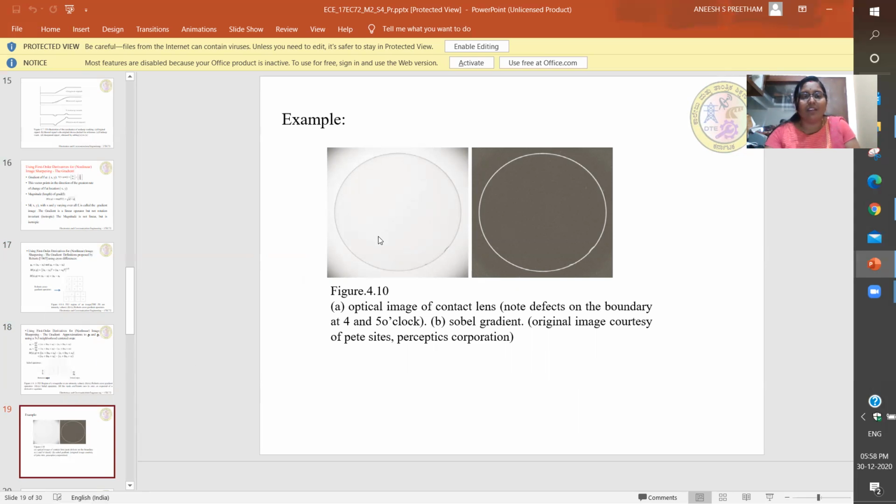So this figure A gives you an optical image of a contact lens. It actually has defects on the boundary at 4 and 5 o'clock. This image has been taken showing that. And the second figure is the Sobel gradient. The original image is courtesy of Pete Sites, Perceptics Corporation.